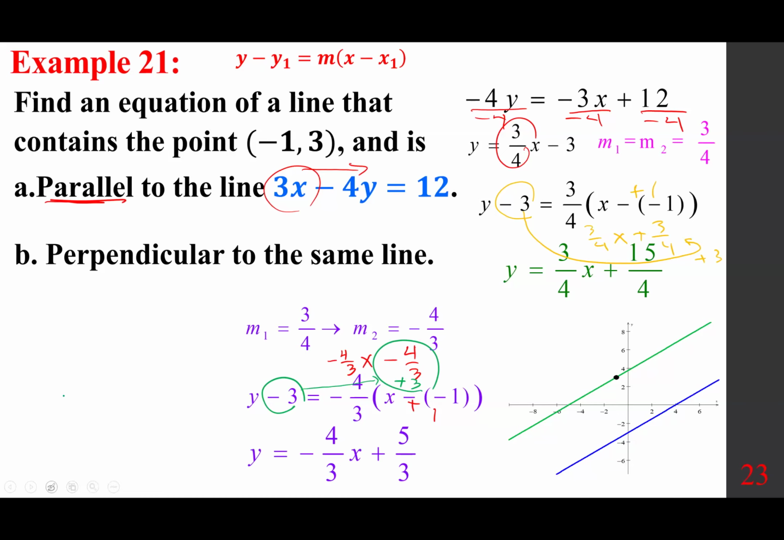By the way, all of these questions we've been doing, you want to check them, okay? And checking, you can plug in the pair again, it should work. And if you were to graph it, this will look like that. So just in case they didn't ask for the graph.